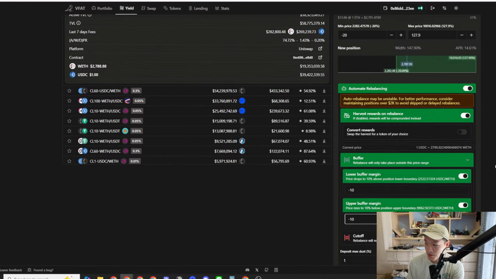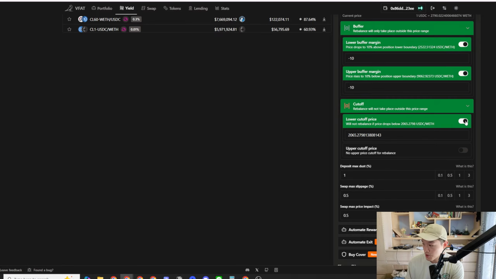Based on this parameter. And then you could set a cutoff price too. Let's say you don't want to keep rebalancing downwards. You can set a cutoff point. Let's say I don't want to keep rebalancing down and essentially selling my Ethereum.